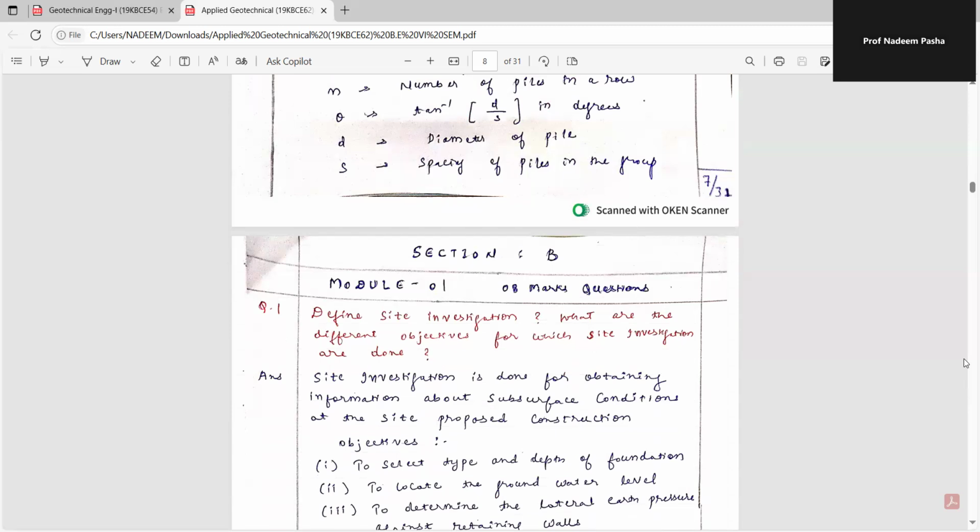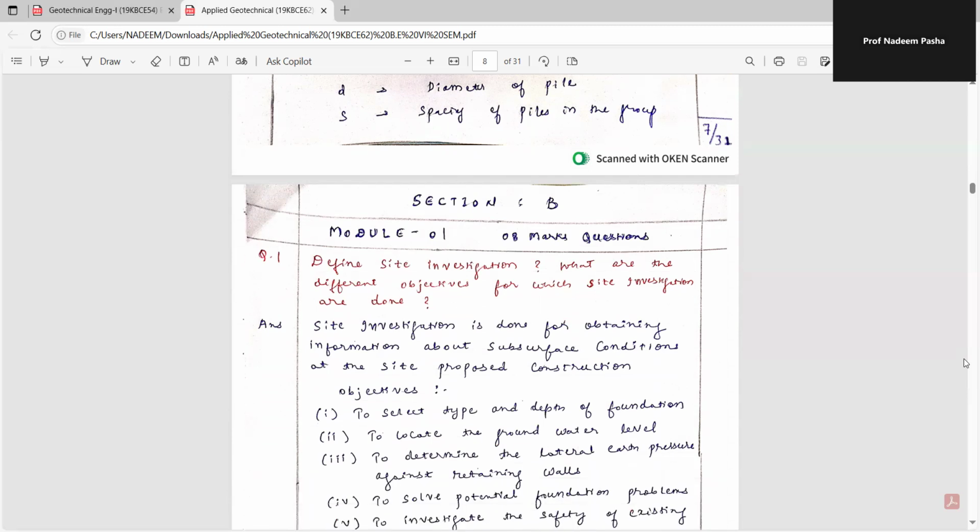Next, define site investigation. What are the different objectives for which site investigation is done? Site investigation is done for obtaining information about subsurface conditions at the site of proposed construction. Objective: to select the type and depth of foundation.